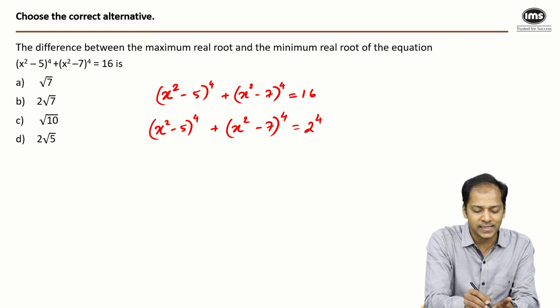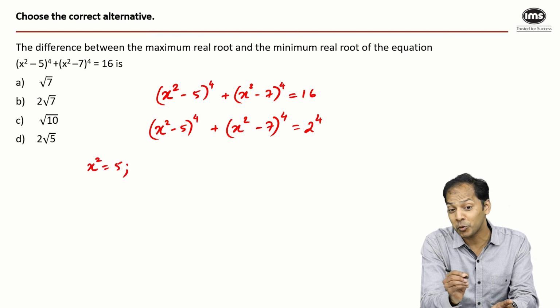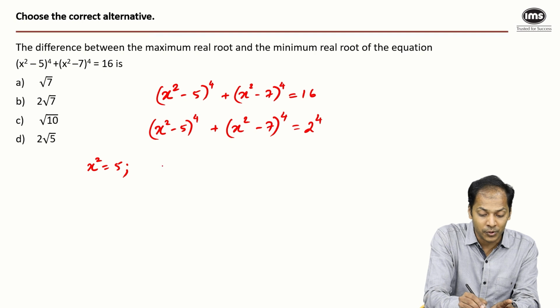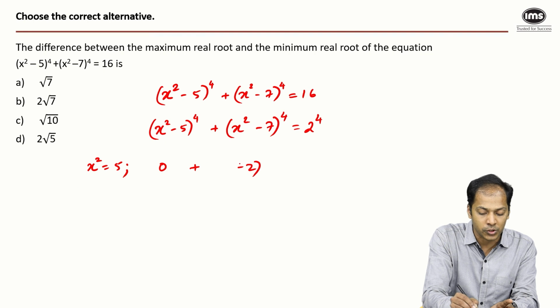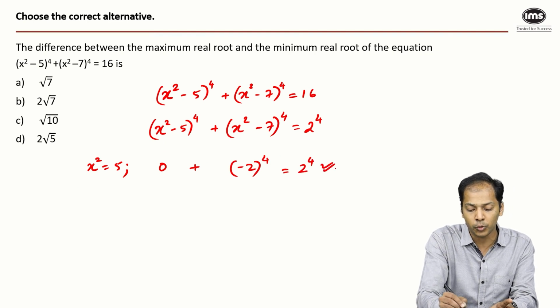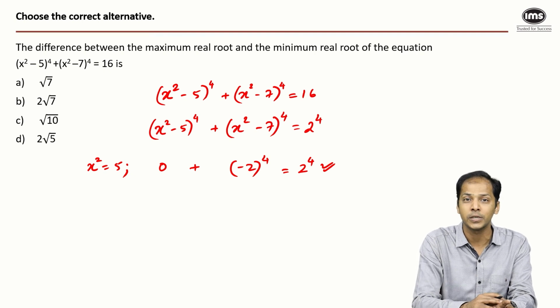Okay, so let's see if this is actually working or not. So x² = 5. If I take x² = 5, the first term would become a 0, plus the second one would become (5 − 7), that is (−2)⁴, is equal to 2⁴, which is absolutely true because (−2)⁴ is also 16 and 2⁴ is also 16.